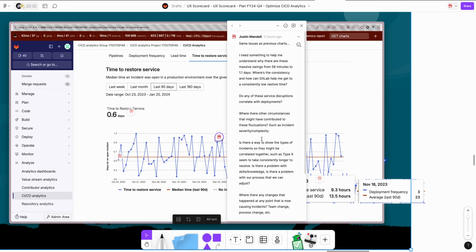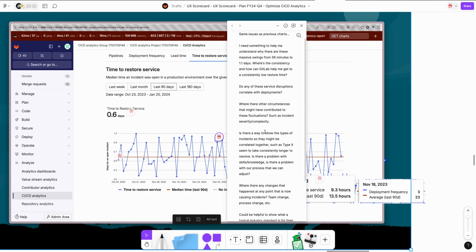Looking at this, I have several ideas. Same as previous charts, there's massive swings. So what is this, 56 minutes basically at the lowest one, I think, looking at this one, all the way to the topmost, which is equivalent to 1.1 days. Why is that? Help me understand that. Help me figure out what I can do to make it consistent. Low is better. I want it to be low. I want it to be consistently low. So help me figure out how to do that.